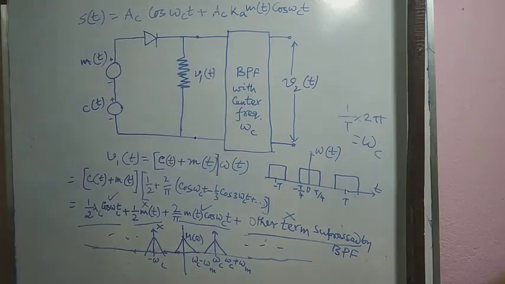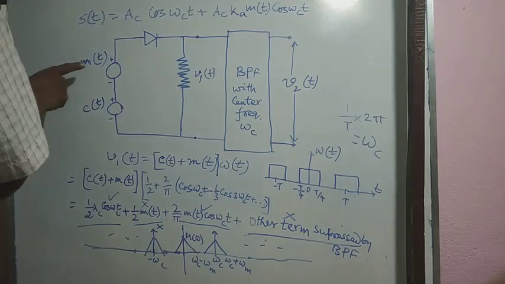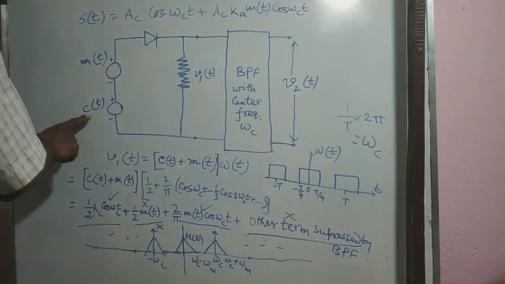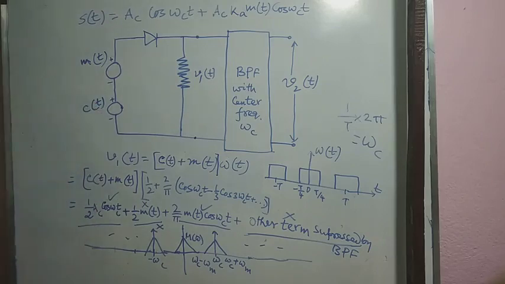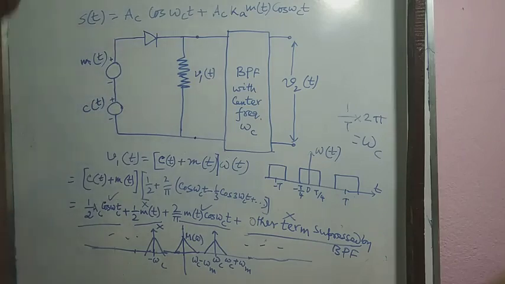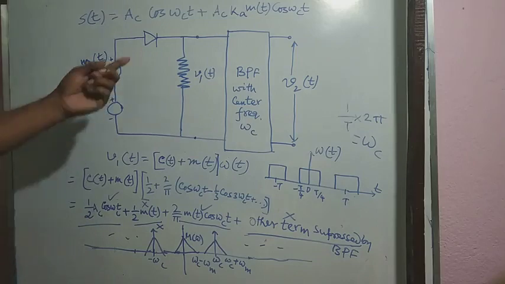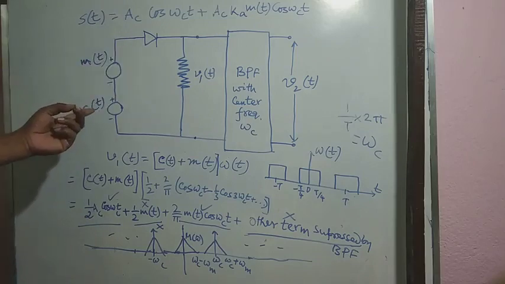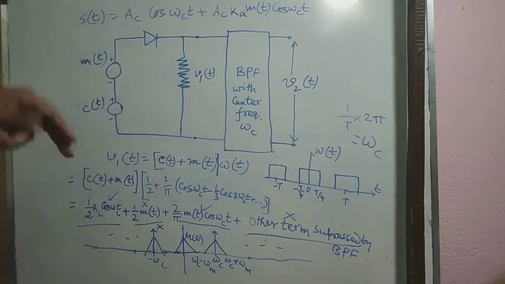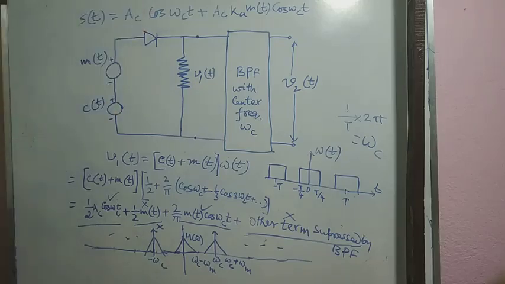Now, if you carefully consider that the frequency of the carrier is very high compared to the message signal, the switching of the diode will mainly depend on the frequency of the carrier signal. The switching frequency will be very close, or rather tending to equal, to the carrier frequency.